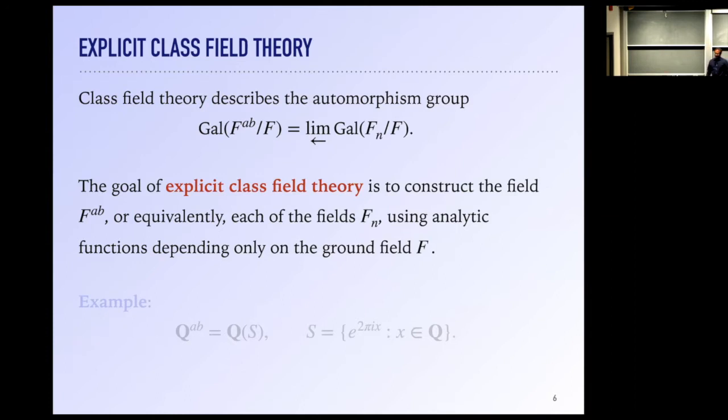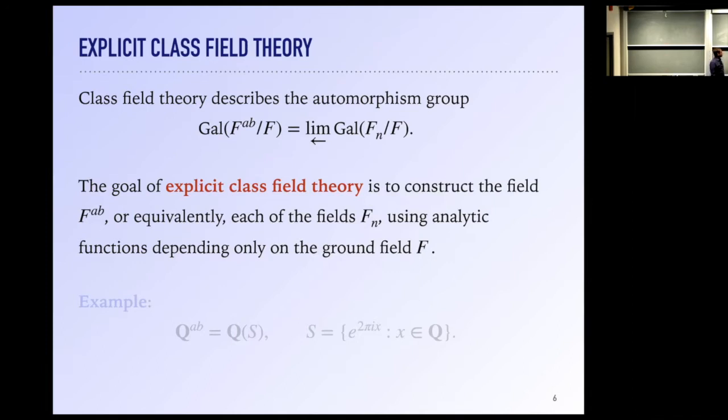It has to somehow, given F, spit out Fab. If you could write a computer program to take in some elements that generate F and say, from this, give me elements that generate Fab, right? That would be a nice way to say you've solved explicit class field theory, okay?